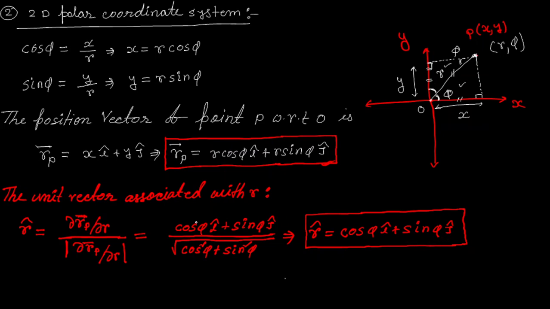In the same way, we can also define the unit vector associated with the other variable, phi. So right here, the unit vector associated with variable phi.